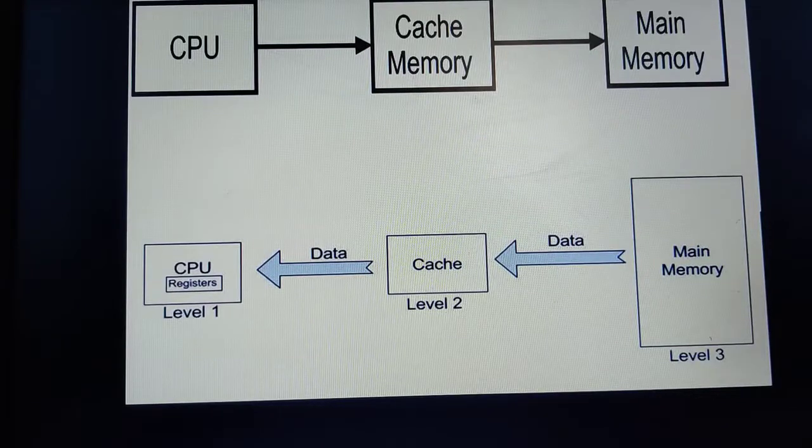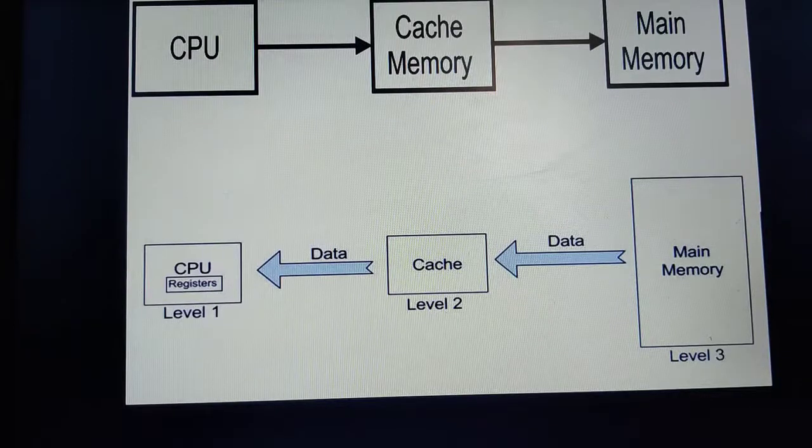So let us continue with the typical configuration of computer system. In our previous video we have discussed the registers and the cache memory. So just within 2 seconds we'll have a glance at what exactly the registers and the cache memory we had discussed. These registers are high-speed temporary storage memory. They are located within the CPU itself.